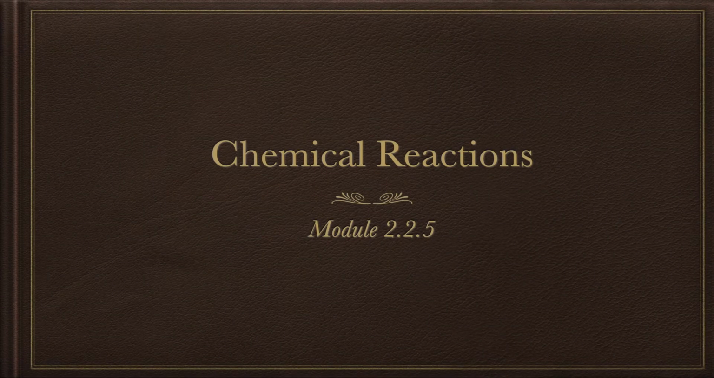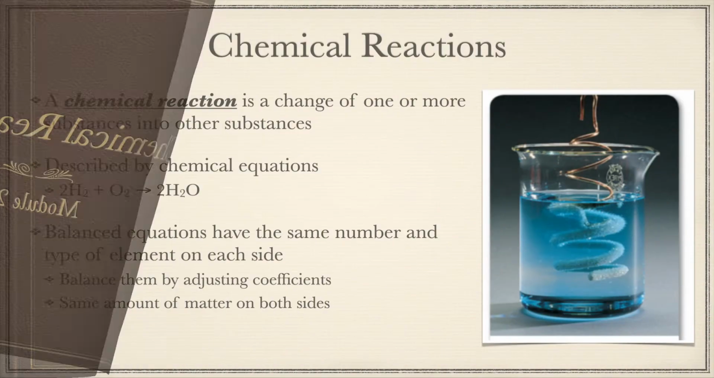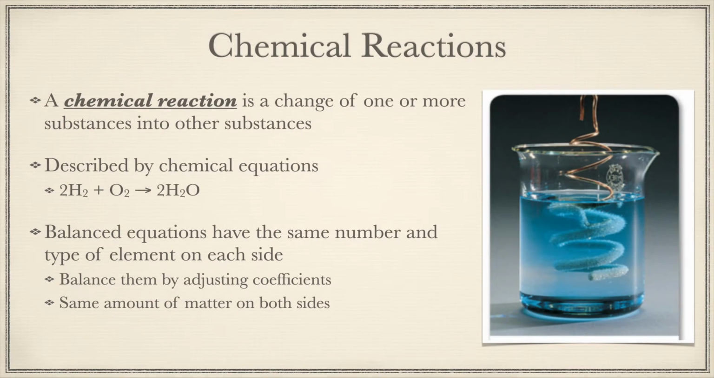Chemical reactions. So a chemical reaction is a change of one or more substances into other substances. And we describe chemical reactions with chemical equations. For example, we have hydrogen gas reacting with oxygen gas to produce water in this case.